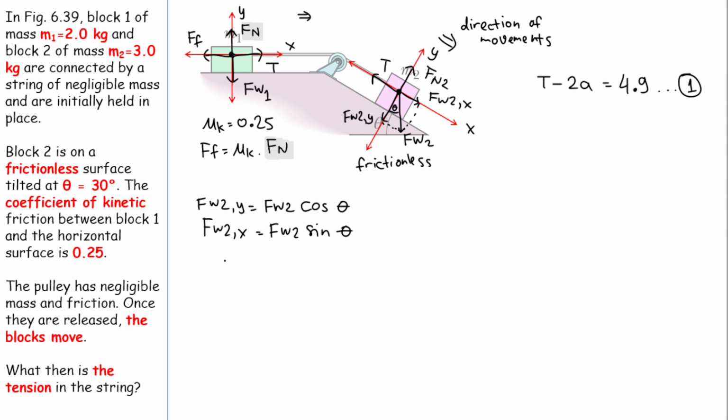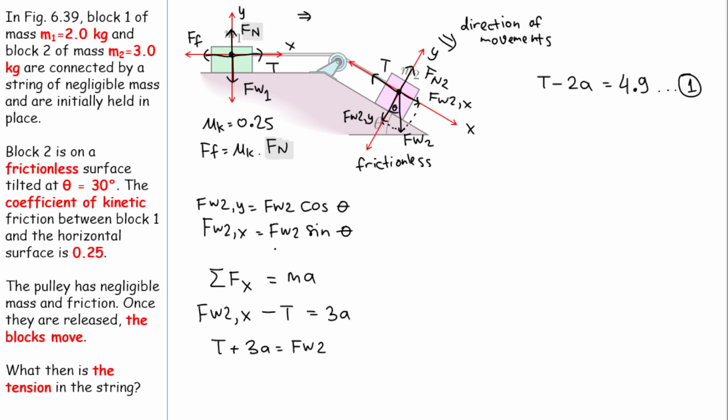So we need to do Newton's law analysis in the x direction here, sigma Fx, and that will equal the mass times acceleration. Good. And so in the x direction here, we will have Fw2,x in the positive direction, and then minus T in the negative direction. And the mass of the block here is m2, so I will have 3, multiplied by a. Good.